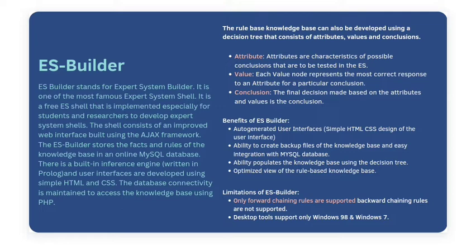The rule-based knowledge base can also be developed using a decision tree that consists of attributes, values, and conclusions. Attributes are characteristics of possible conclusions that are to be tested in the expert system shell. Values: each value node represents the most correct response to an attribute for a particular conclusion. And the last one is the conclusion. The final decision made based on attributes and values is the conclusion.